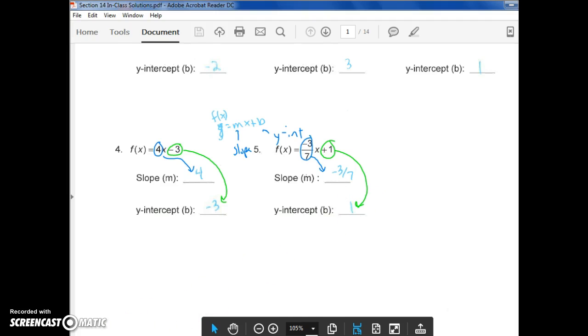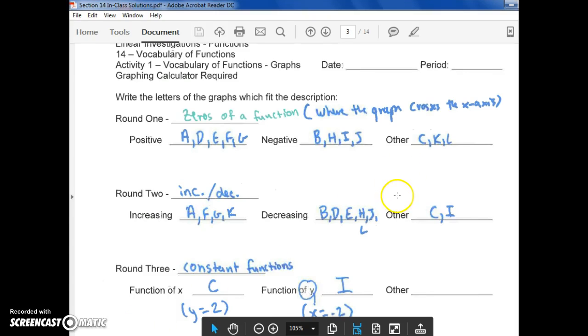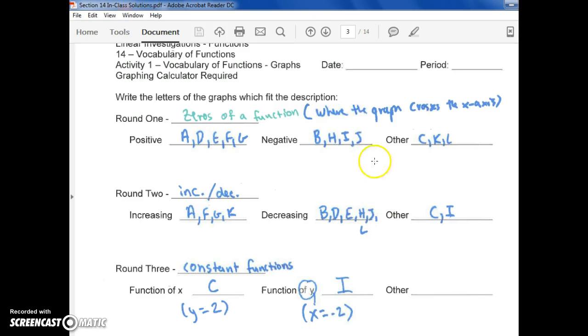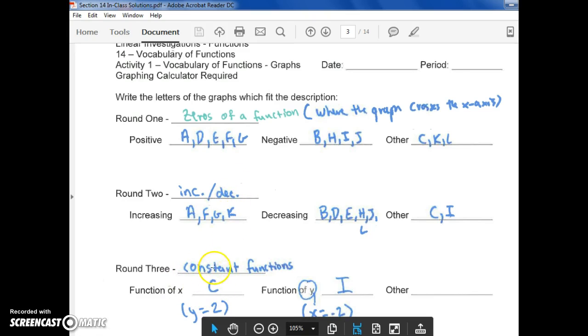And there we go. In activity 1 on section 14, we're asked to find 3 different things. We're asked to find the zeros of a function. We're asked to find whether a function is increasing or decreasing, and to say where that is. And then we're asked to find out which ones are constant functions.